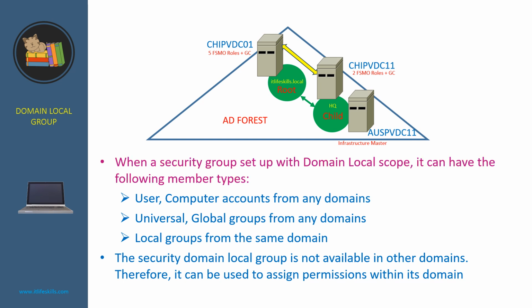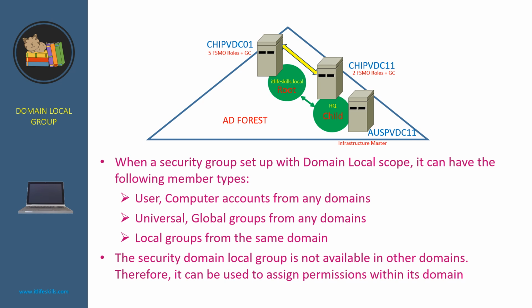When a security group is set up with domain local scope, it can have the following member types: user and computer accounts from any domains, universal and global groups from any domains, and domain local groups from the same domain. However, the security domain local group is not available in other domains. Therefore, it can be used to assign permissions within its domain.